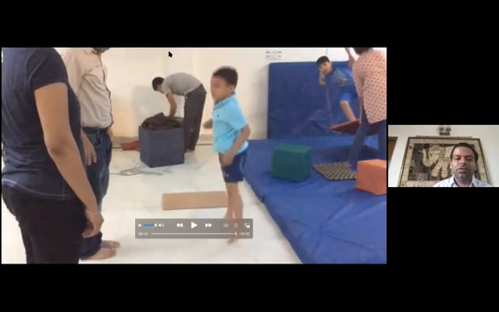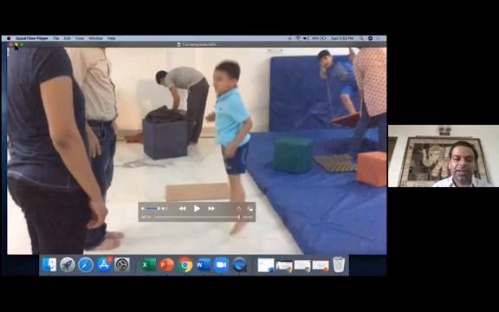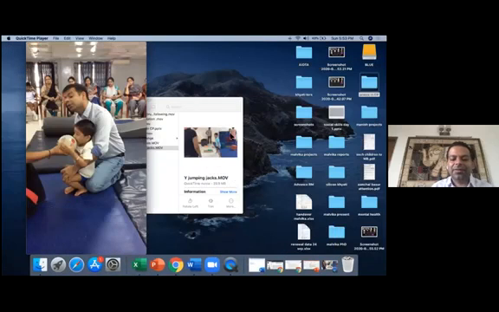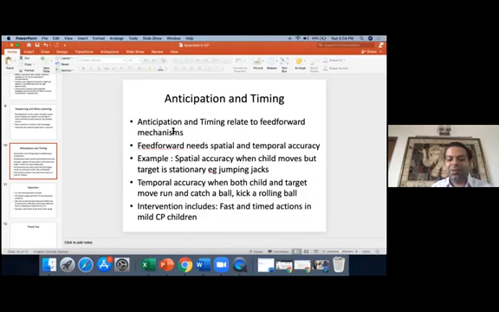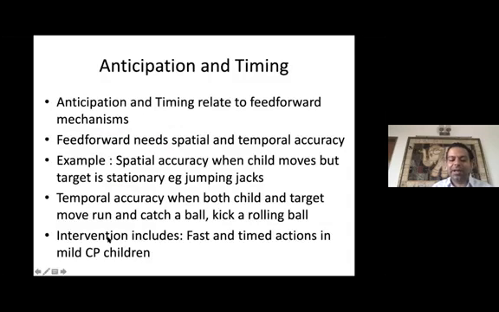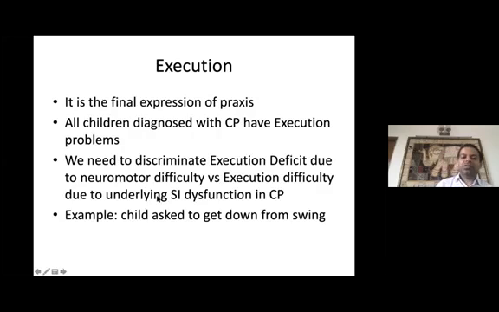So he has huge difficulties with coordinating both sides of the body. He has difficulties with timing and sequencing those actions, and hence is not able to do it despite having good motor abilities. Execution is a final expression of praxis. It is said that all children diagnosed with CP will have an execution problem because of the underlying neuromotor problem.